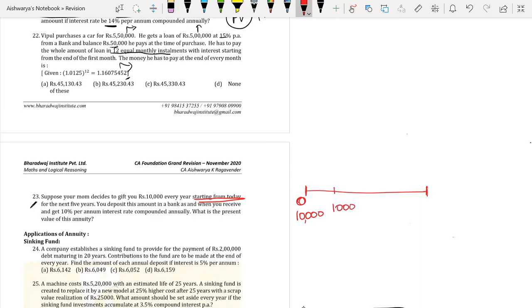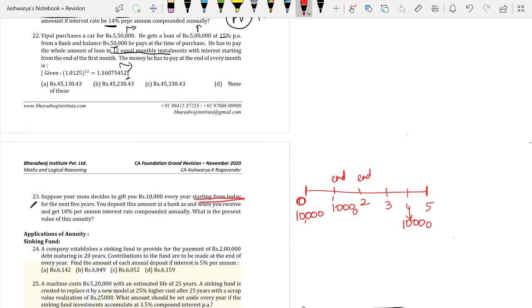She gives you at 1, 2. How many times is she going to give you? For the next 5 years. So I'm going to do 3, 4, 5. Here, the moment I write 1, 2, 3, 4, 5, I am converting it to end. So the last one she'll be giving at this period, not at year 5 but at year 4. Beginning of year 5 is end of year 4. Are you understanding? Beginning of year 5 is end of year 4.